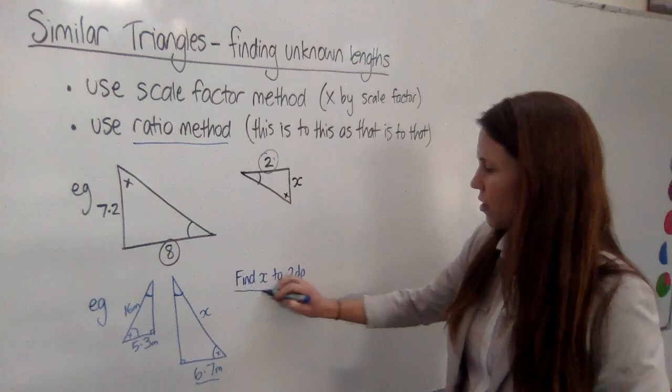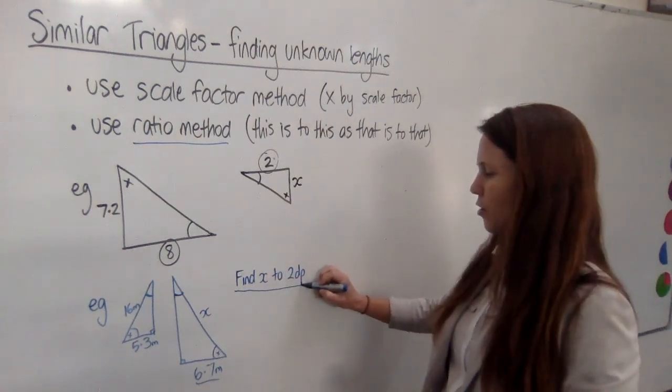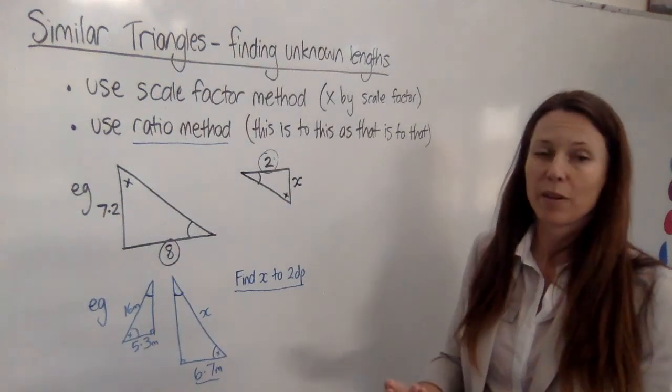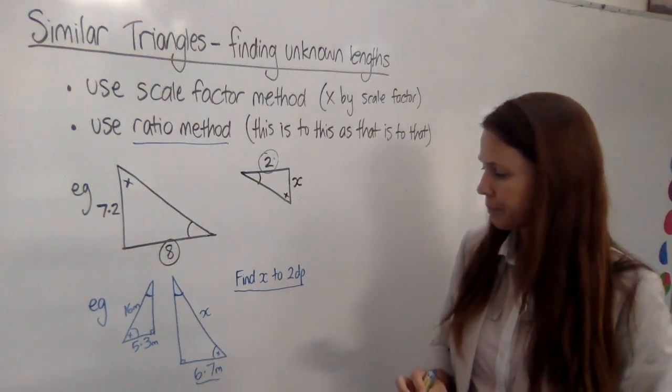It says here find x to 2 decimal places, and that's making you curious possibly, because you're thinking, won't it be a nice round even number? No, it won't, but we can still figure it out.